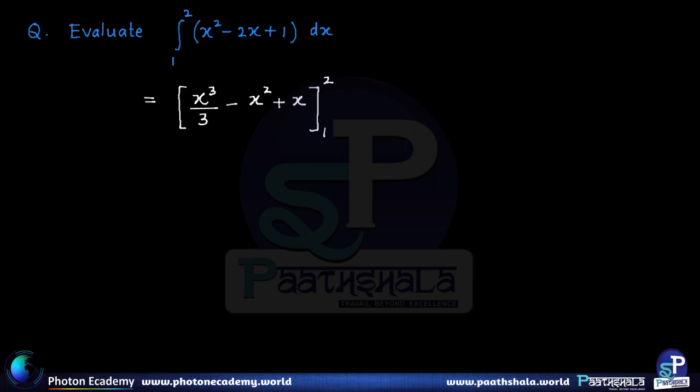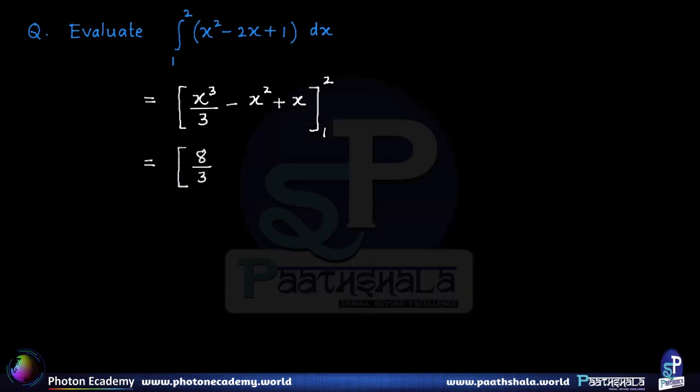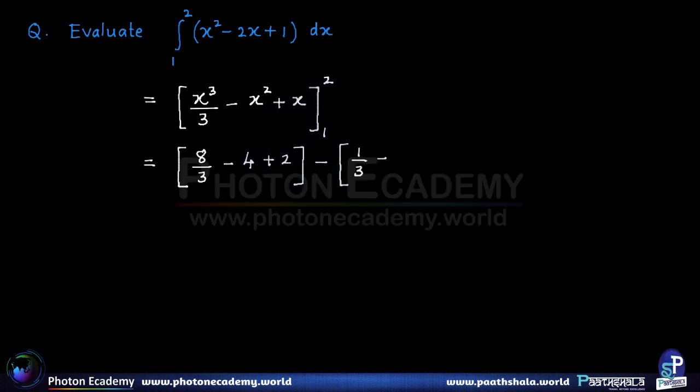So just to repeat, we are not required to write the constant of integration c, because anyway it is going to get cancelled. Alright. Now the way we calculate this is, in this expression first we put the upper limit, so we put x as 2, so that is 2 cube is 8 by 3 minus 2 square is 4 plus 2, right? And from this we subtract the expression when we put x as the lower limit, that is 1. So that gives us 1 by 3 minus 1 plus 1. So minus 1 plus 1 gets cancelled.